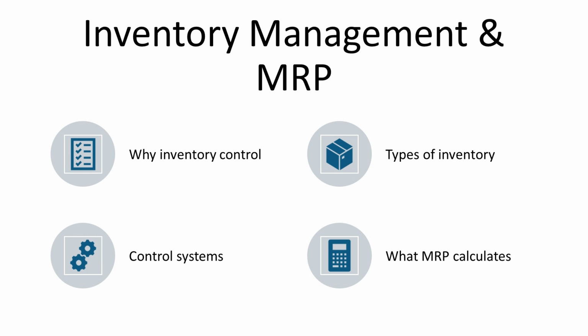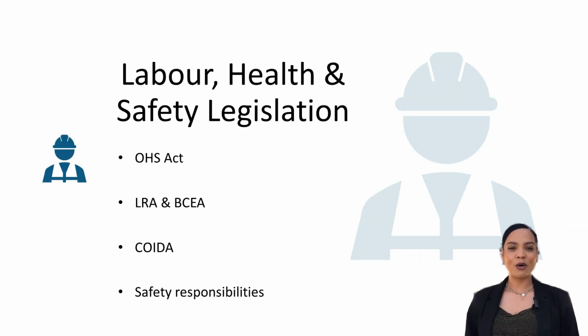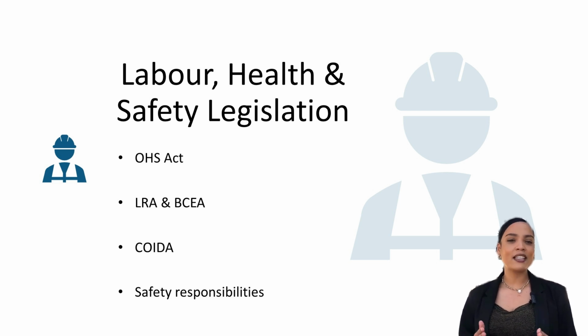Production supervision also requires understanding of legal responsibilities. Production supervisors must comply with 1. OHS Act 2. Labor Relations Act 3. BCEA 4. COIDA 5. Company SOPs 6. Environmental regulations.